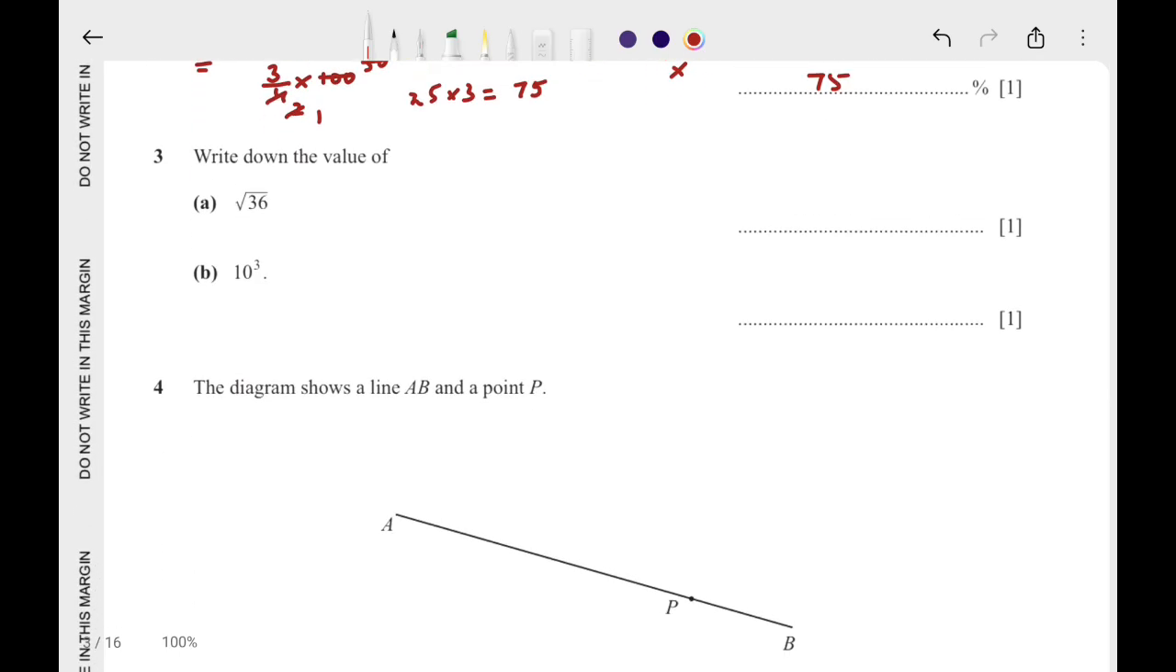Write down the value of under root 36. So this is very simple. We can write 6 times 6 whole under root, and this becomes 6 square under root, and square will cut by under root. The final answer would be 6. Next part. 10 raised power 3 can be written as 10 times 10 times 10. So it will be 1000.